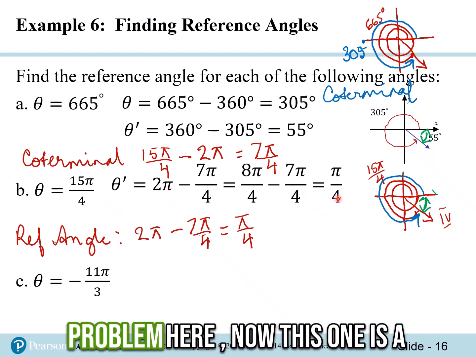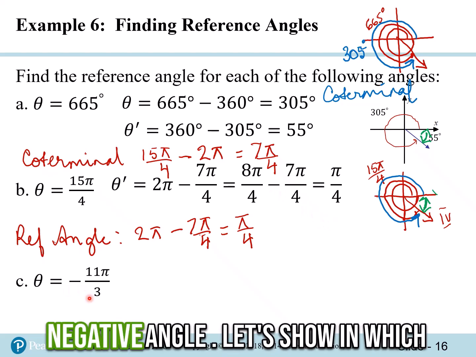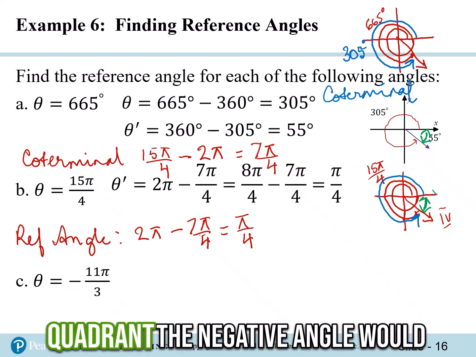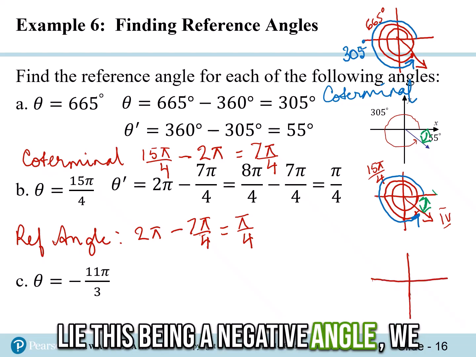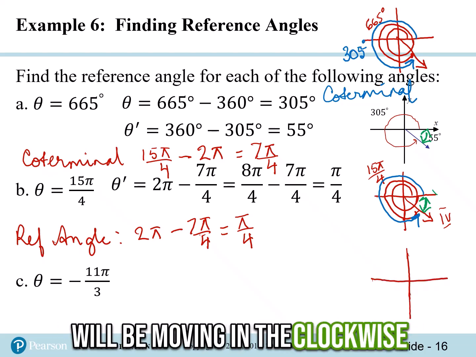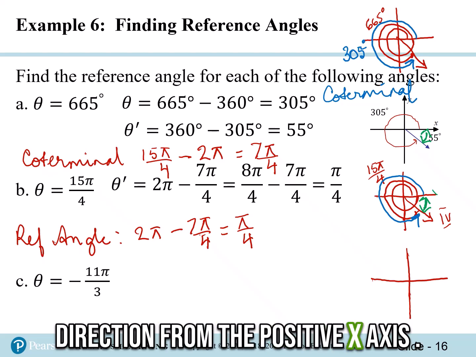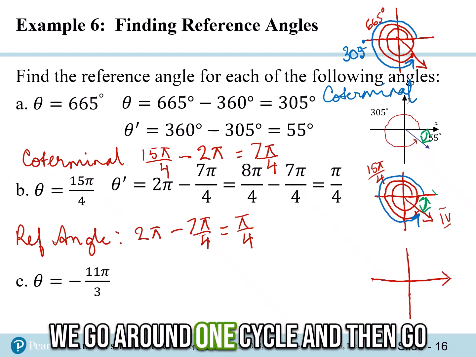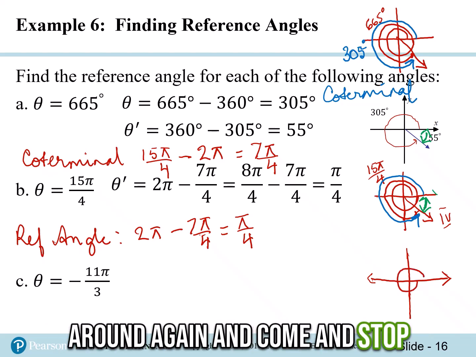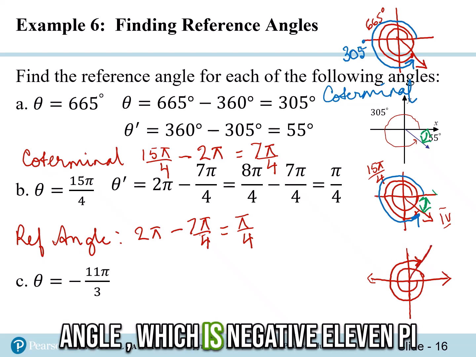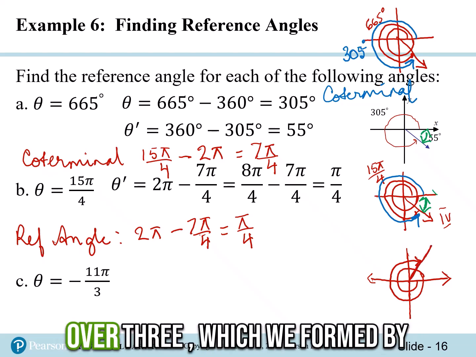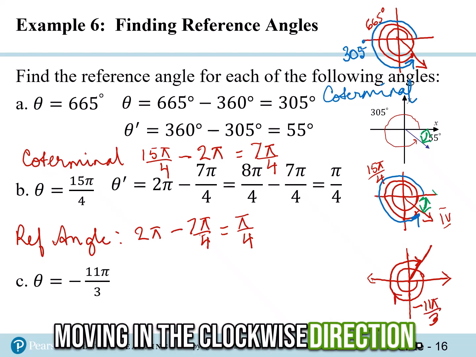For the third problem here, now this one is a negative angle. Let's show in which quadrant the negative angle would lie. This being a negative angle, we will be moving in the clockwise direction from the positive x-axis. We go around one cycle and then go around again and come and stop in the first quadrant. Here's our angle, which is negative 11 pi over 3, which we formed by moving in the clockwise direction.